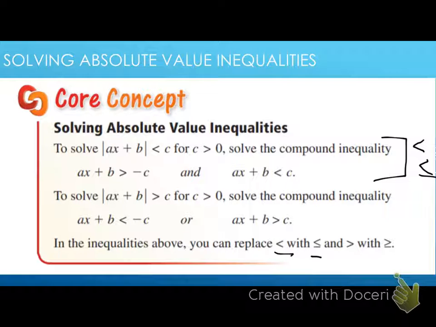So to solve that, we solve the compound inequality. We talked about compound inequalities yesterday, right? Two inequalities put together with the word and or or between them. So in order to solve that, I solve the compound inequality: ax plus b is greater than negative c, and ax plus b is less than c. If you notice, one of my inequalities is exactly the same as my original without the bars. Just like with equations, right? You can always get your first equation by dropping the absolute value bars.